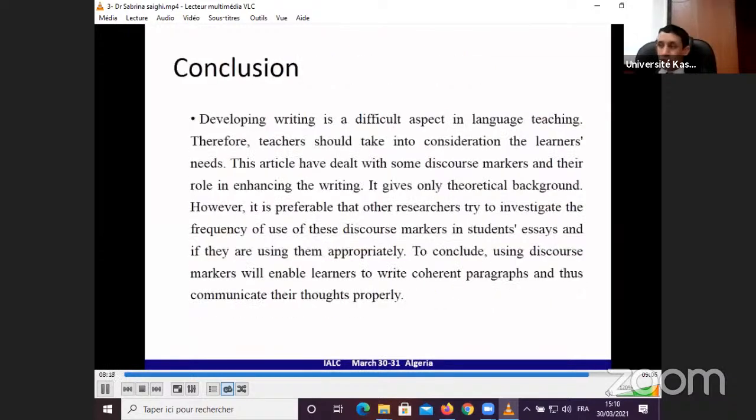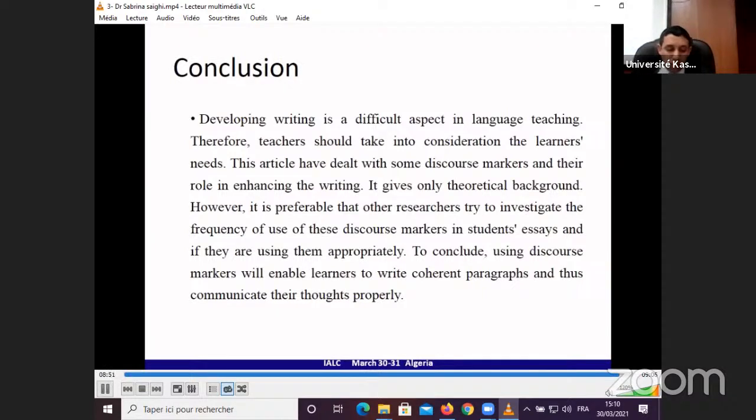Developing writing is a difficult aspect in language teaching. Therefore, teachers should take into consideration the learner's needs. This presentation covers only some discourse markers and their role in enhancing writing. It gives only some theoretical background. However, I advise other researchers to try to investigate the frequency of use of these discourse markers in student essays, and if they are using them appropriately.